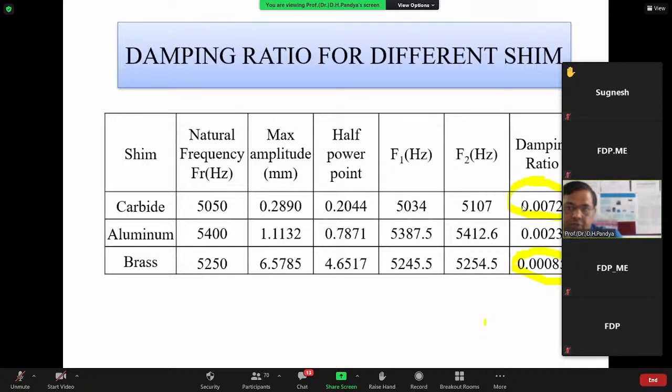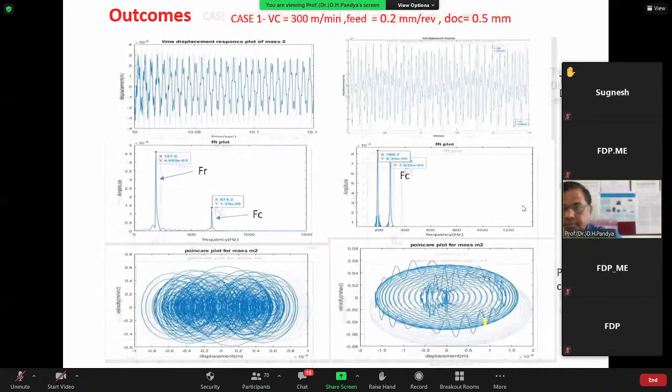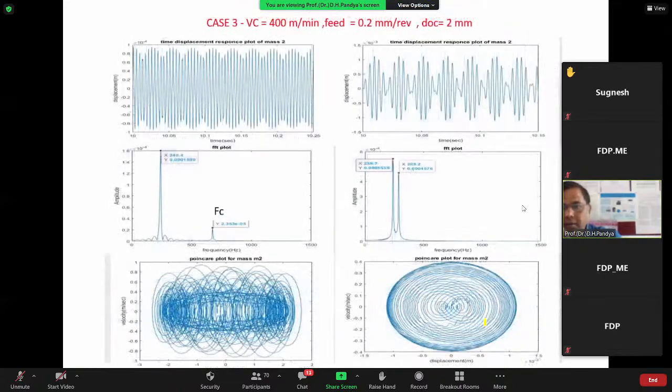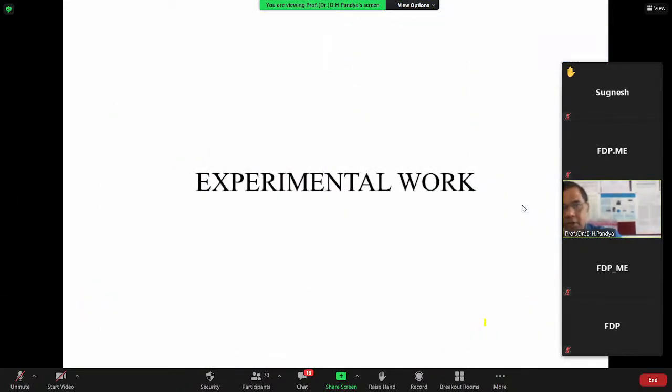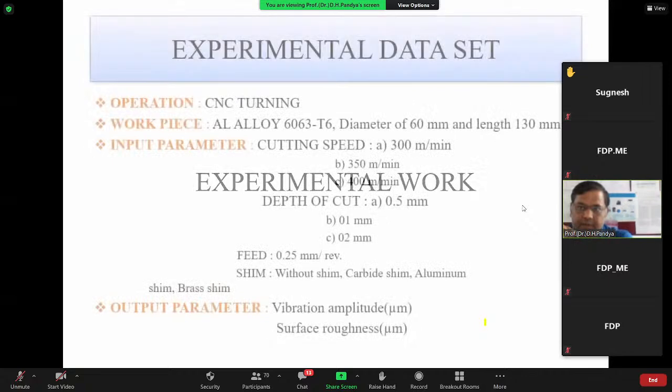When we go with the computational harmonic analysis of this, the brass is providing us a lower damping ratio, and carbide is having the higher damping ratio. Now keep that in mind, and then we talk about the experimental work, because there is a lot of experimental work that I'm going to discuss, and the conclusion on the basis of that.